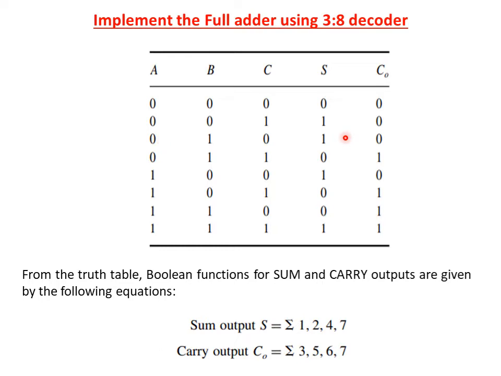0 1 0 condition, sum is 1, carry is 0. 0 1 1 condition, sum is 0, carry is 1. 1 0 0 condition, sum is 1, carry 0. 1 0 1 condition, sum is 0, carry 1. 1 1 0 condition, sum is 0, carry is 1. 1 1 1 condition, sum is 1 and carry is 1. From this we take the logical SOP expressions for sum and carry. For sum the expressions are 1, 2, 4 and 7, and the carry outputs are 3, 5, 6 and 7. So it's represented here.